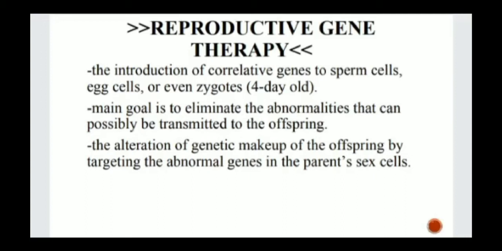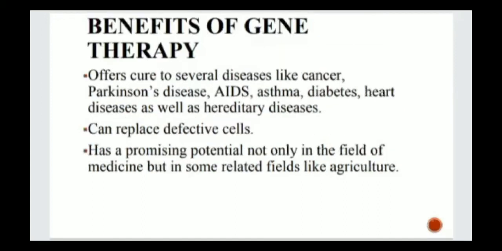Germline gene therapy will correct the genetic variants of the reproductive cell of an individual, and this would be passed down to future generations. Benefits of gene therapy: it offers a cure to several diseases like cancer, Parkinson's disease, AIDS, asthma, diabetes, heart disease, as well as hereditary diseases. The benefit of gene therapy is to give someone who is born with a genetic disease or who develops cancer the chance at a normal life.